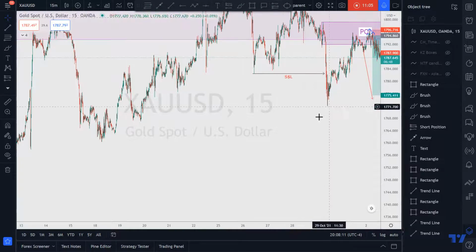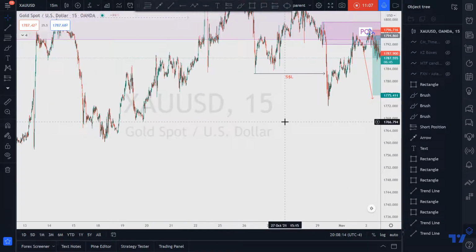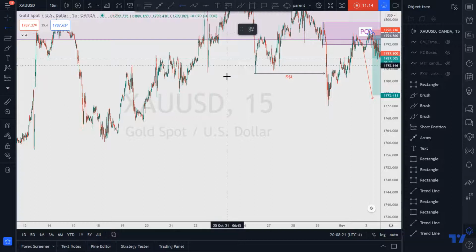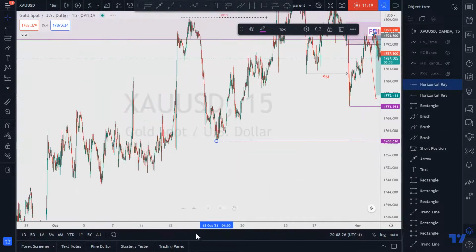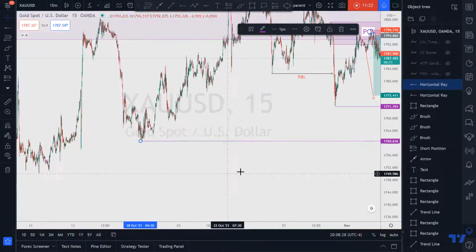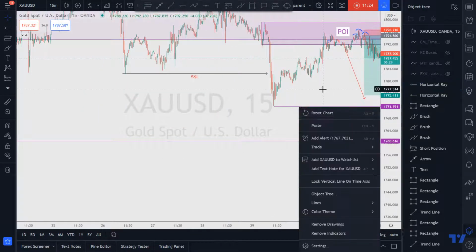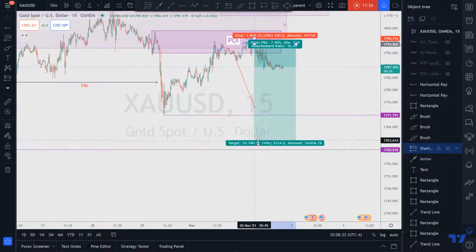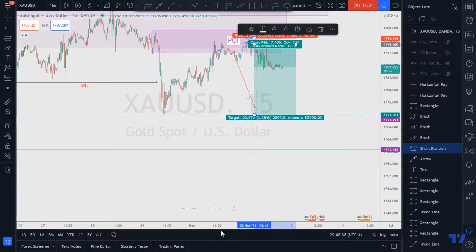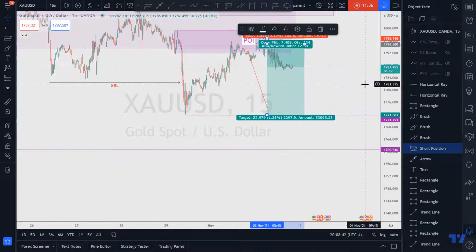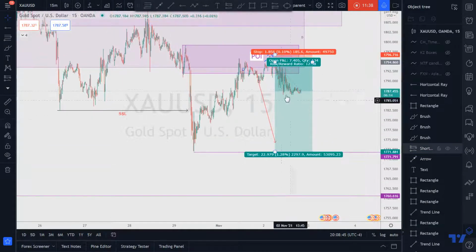Actually, that's not where I would take my first partial. No, it's not. I would target here. Let me see. Let's do it this way. I would target this one, and I would target this one. Yeah, this is a good one. And that would probably be my final TP right there. I'm going to go here, and that would give me about a 1 to 7 with that stop loss where it's at.